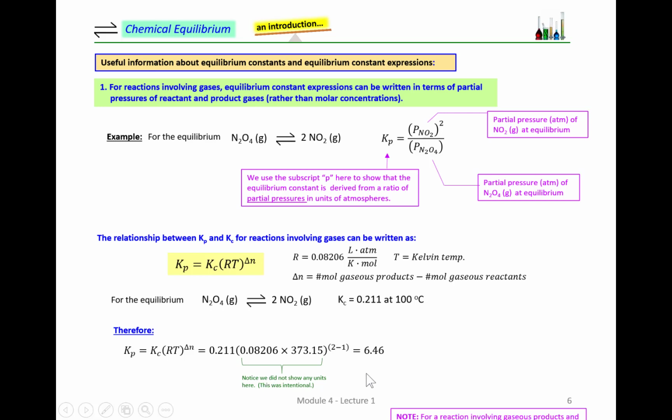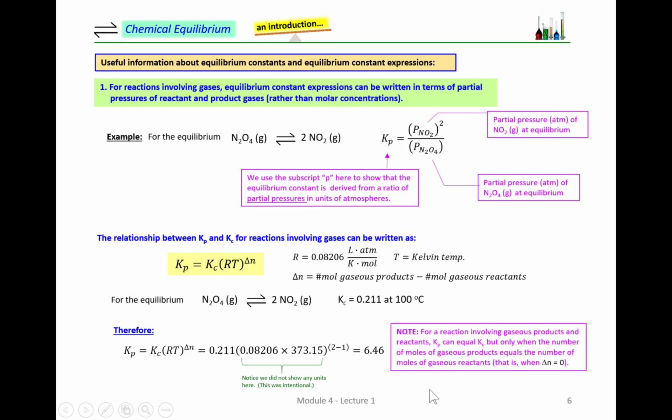And you want to note that for reactions involving gaseous products and reactants, Kp could equal Kc, but that's only when the number of moles of gaseous products equals the number of moles of gaseous reactants. So if delta N turns out to be 0, then of course this term here to the 0 power would be 1, and Kp would turn out to be equal to Kc. But that's the only time when the two values, Kc and Kp, would be the same.